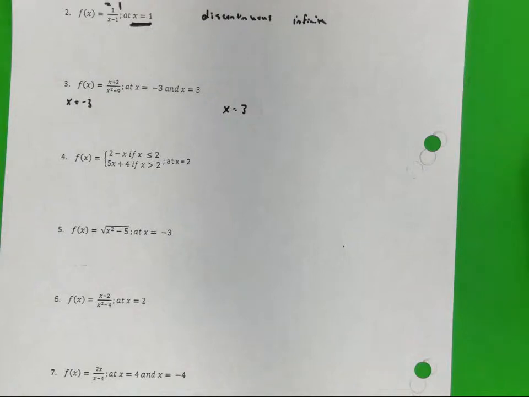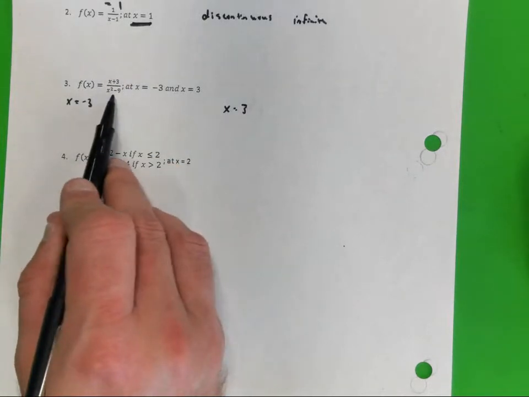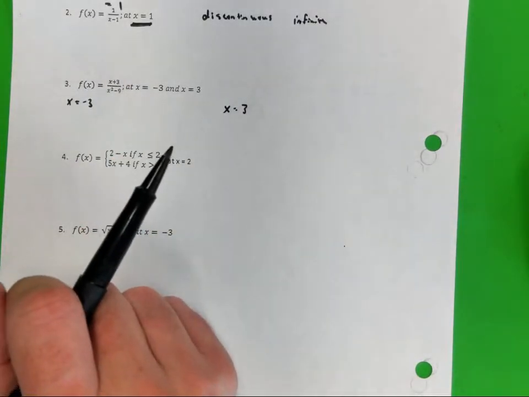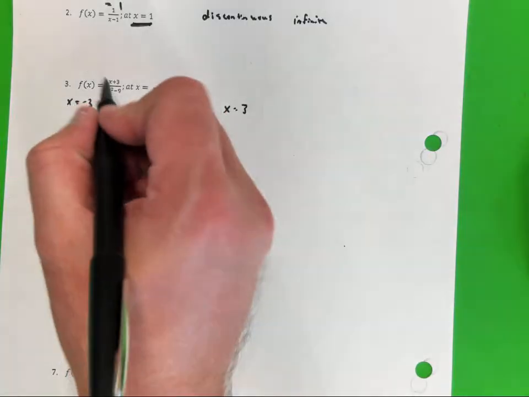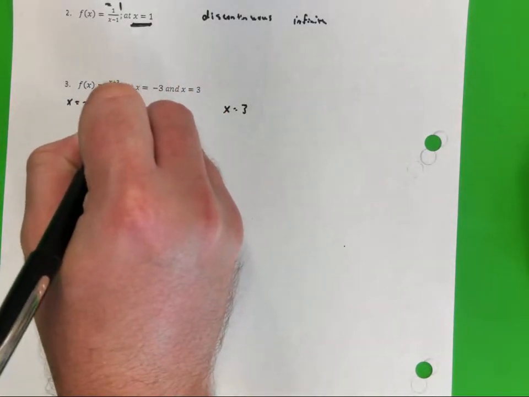By looking at it, I know that both are discontinuous, aren't they? If I plug negative 3 in, what's negative 3 squared? 9 minus 9 is 0. There's a situation there, isn't there? Zero is in the denominator. I only have to check the denominator. Plug in 3. 3 squared is 9. 9 minus 9 is 0. Is that a bump in the road? Yeah. So we can put them both as discontinuous.